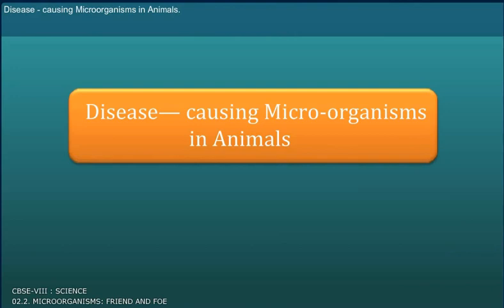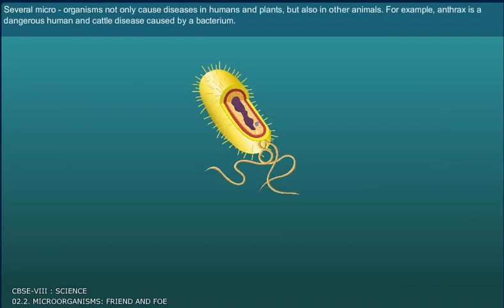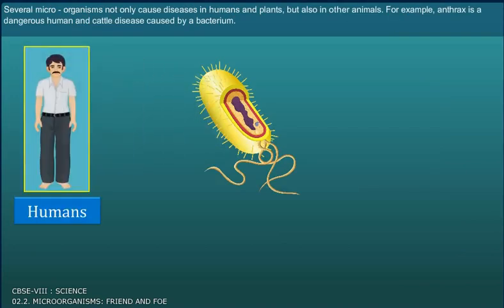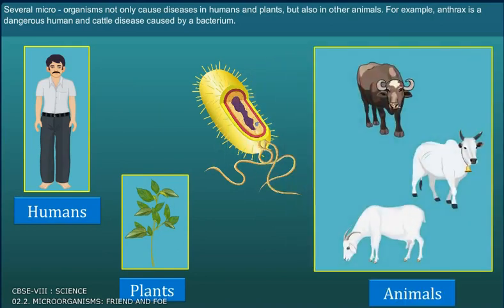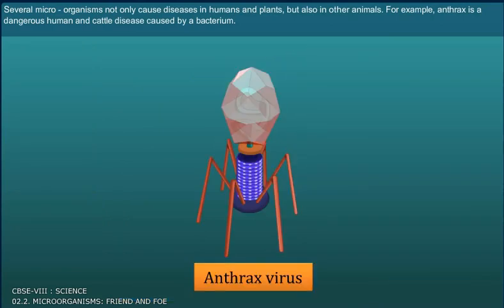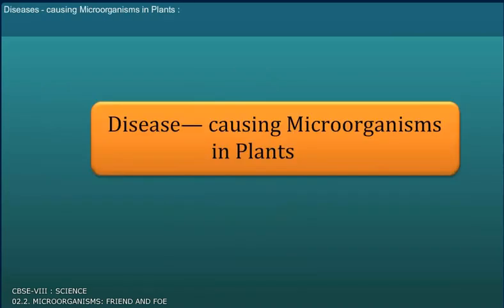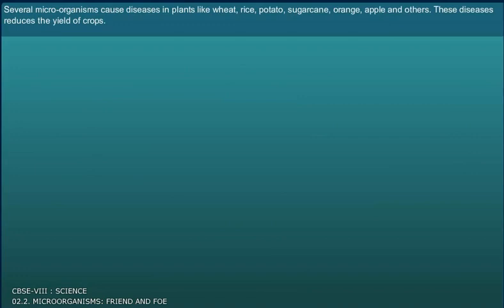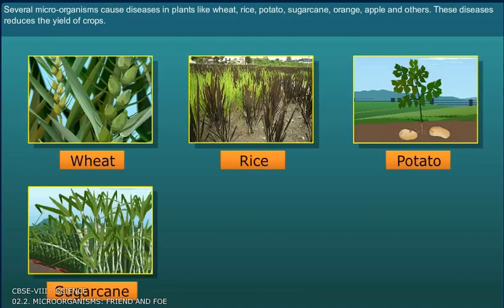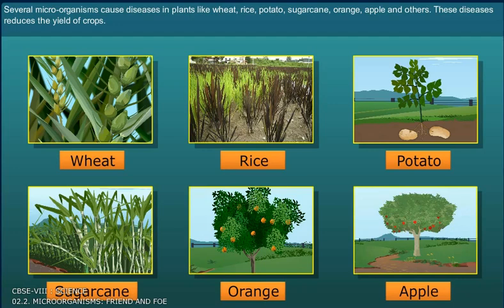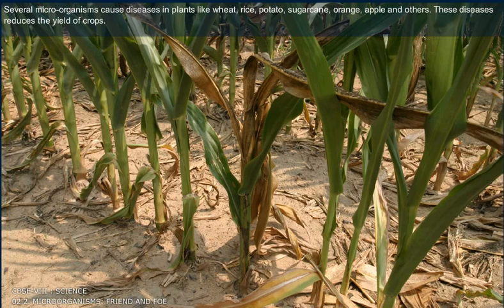Disease-causing microorganisms in animals. Several microorganisms not only cause diseases in humans and plants but also in other animals. For example, anthrax is a dangerous human and cattle disease caused by a bacterium. A virus causes foot and mouth disease in cattle. Disease-causing microorganisms in plants. Several microorganisms cause diseases in plants like wheat, rice, potato, sugarcane, orange, apple, and others. These diseases reduce the yield of crops.